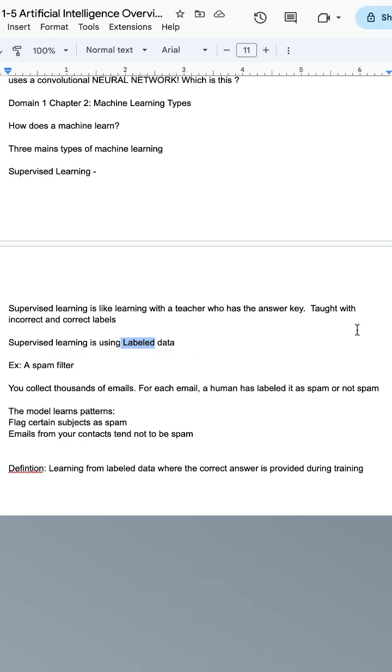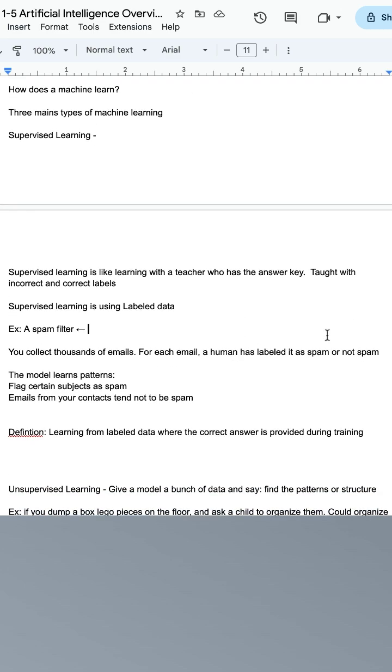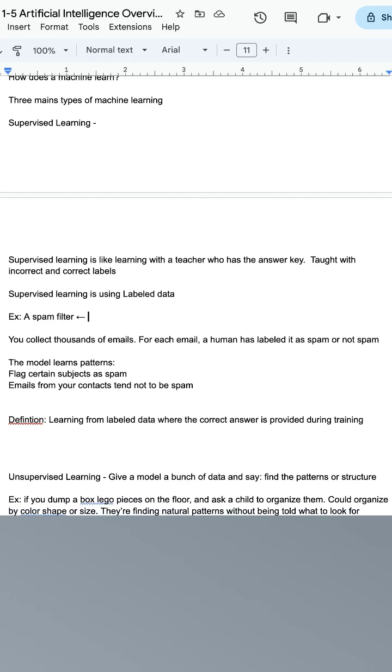Let me give you an example. Say you want to build a spam folder. You collect thousands of emails, and for each email, a human has labeled it as spam or not spam. You feed these labeled examples to your model. The model learns those patterns. For example, the engineer tells the model emails with "free money" tend to be spam. Emails from your contacts tend to not be spam.